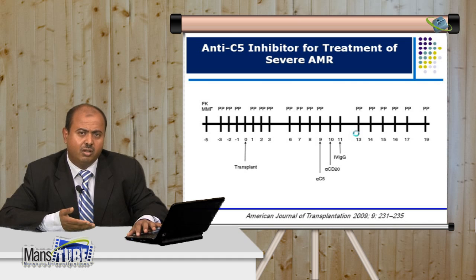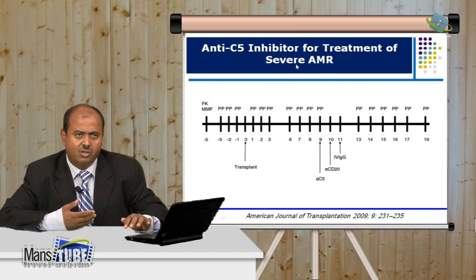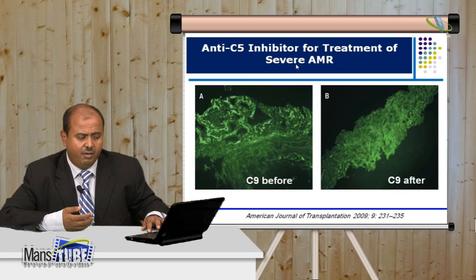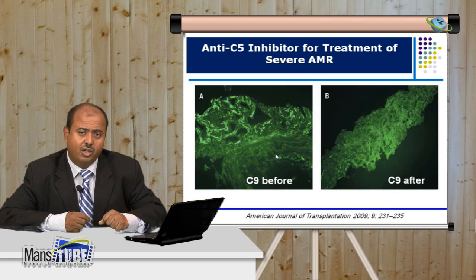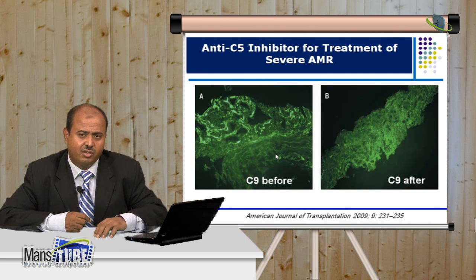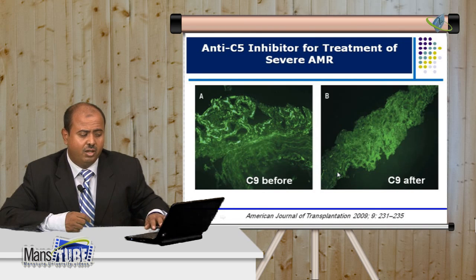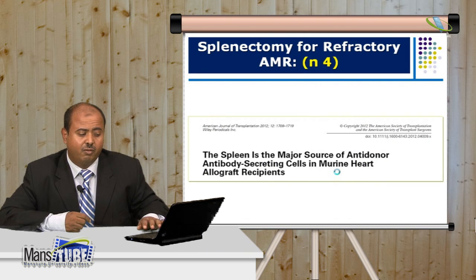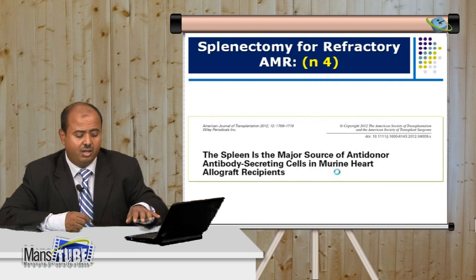Because we are not depleting antibody, we are just stopping the effector arm of immunity, and this is reflected by high cost. And the anti-C5 eculizumab is very effective in treating the resistant case of antibody-mediated rejection. As you know, if you inhibit C5, you will inhibit the membrane attack pathway, so you will inhibit the expression of C9 in the biopsy. If you look carefully in this slide, C9 is deposited before the treatment, but when you give eculizumab, C9 is inhibited in the pathology.